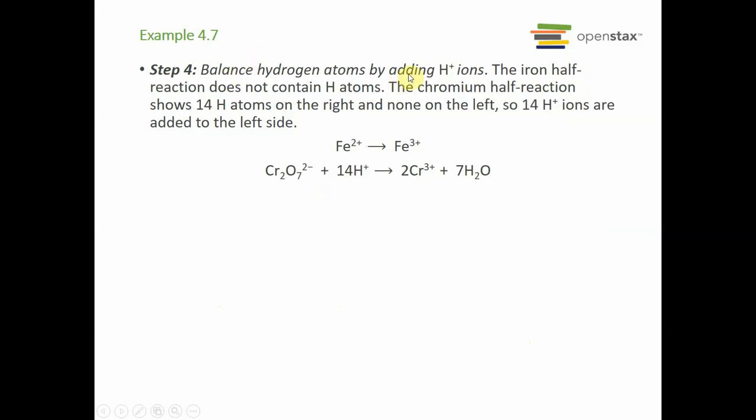Balance hydrogen by adding H plus ions. The iron half reaction does not contain H atoms. The chromium half reaction shows 14 atoms on the right side and none on the left. So 14 H plus ions are added to the left. Right there.